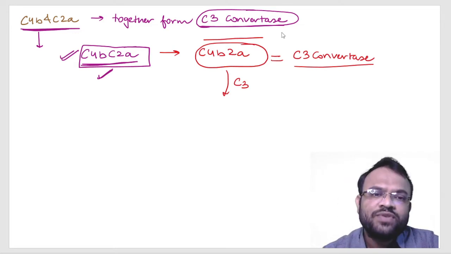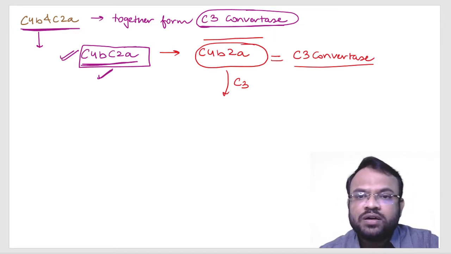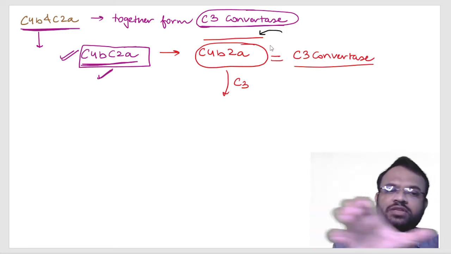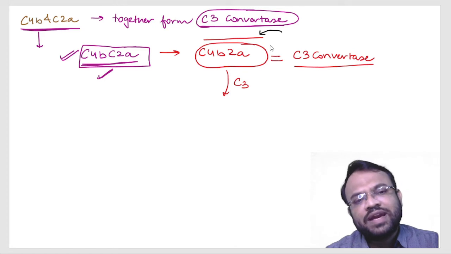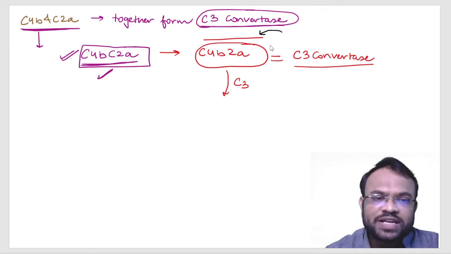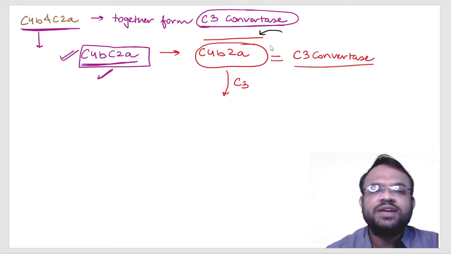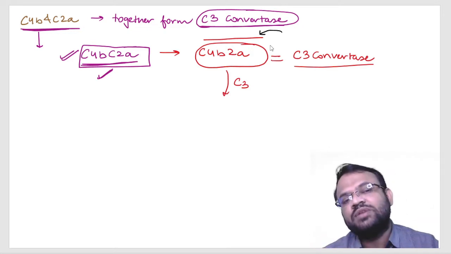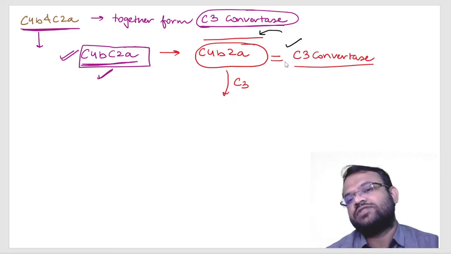Whenever something is activated, you can just put this bar above the name of the complement. It will indicate that it is activated. When it is activated, it will act on C3. When it acts on C3, C3 gets broken into two parts, C3A and C3B. Therefore, it is called C3 convertase.